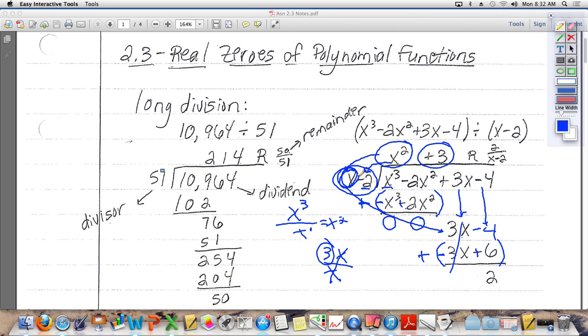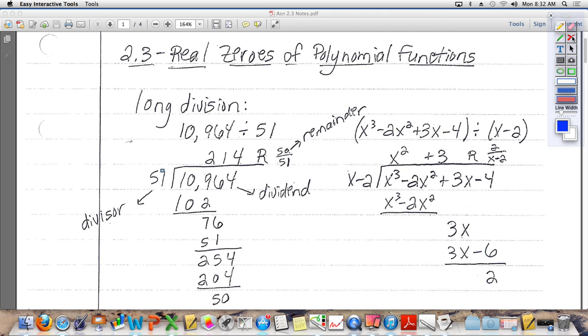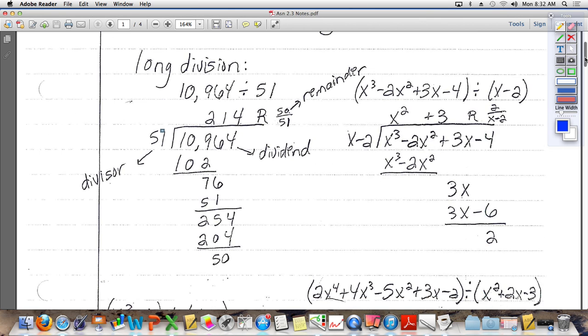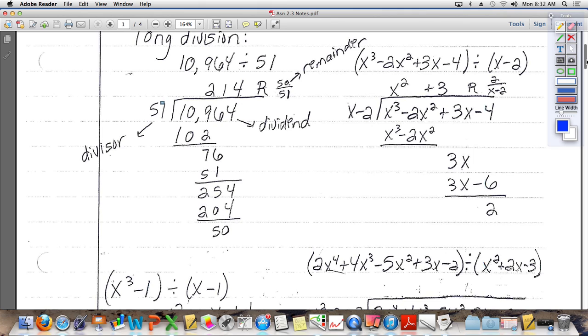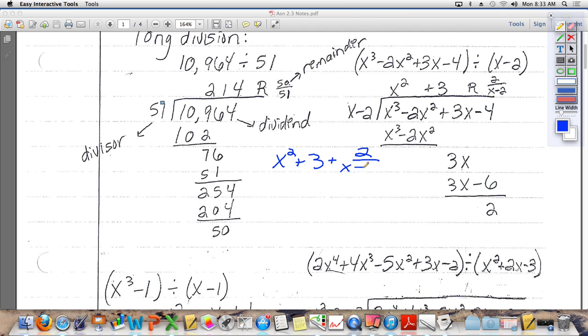So if you take this quotient and multiply it by the divisor, you should get the original. How would you multiply it again with the remainder? Well, this right here would end up being x squared plus 3 plus 2 over x minus 2, and then you would have to multiply that by x minus 2.